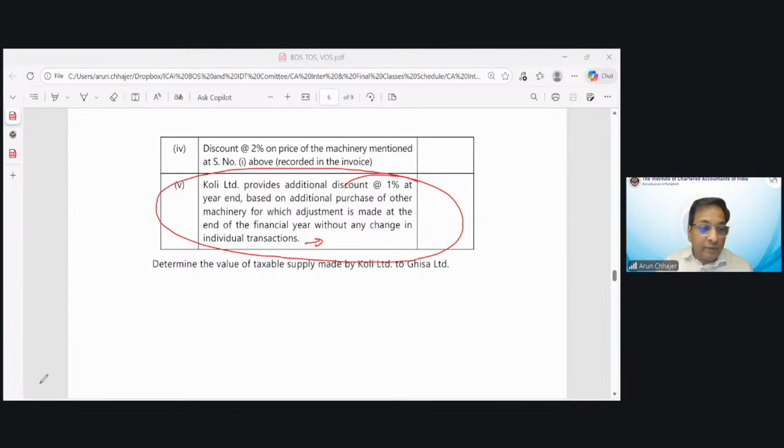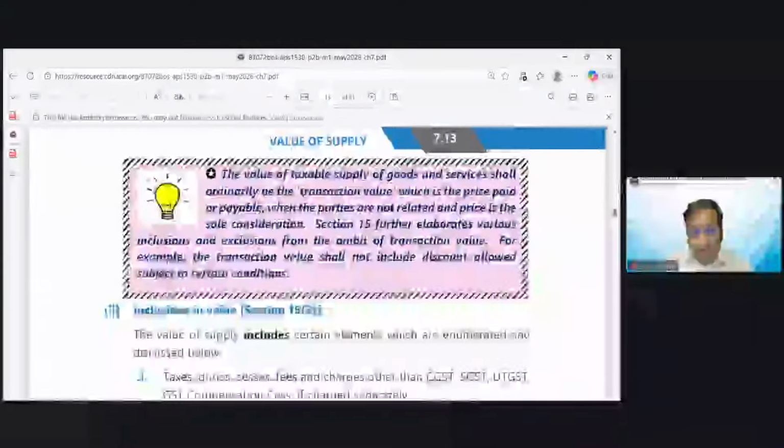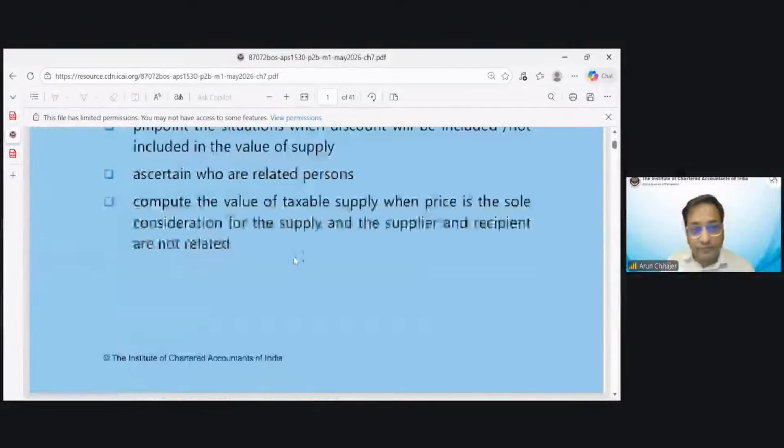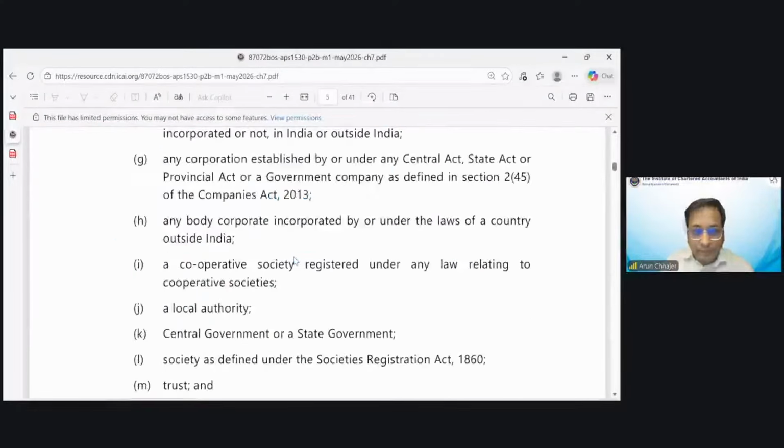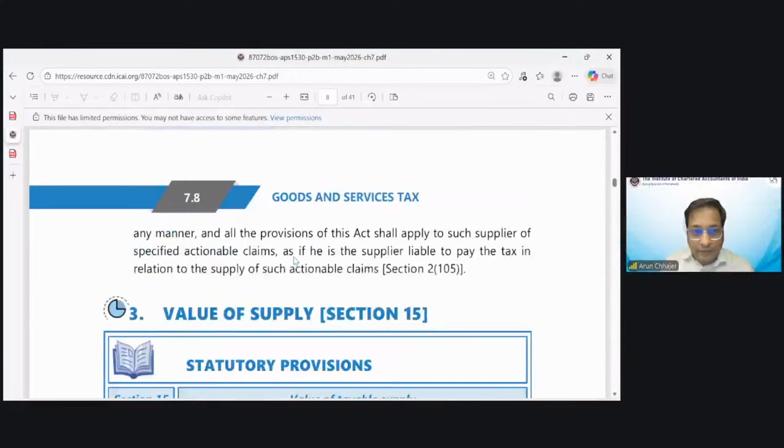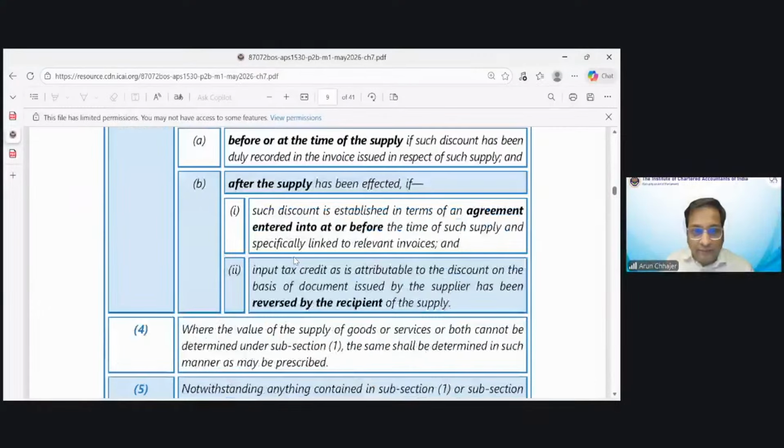Let me go to the particular point. This whole clause should come. There has to be the agreement on or before the supply. It should be linked to the relevant invoices, and the ITC has been reversed by the recipient, because none of the information has been given. So therefore, we cannot exclude the same from the value. Is that clear?